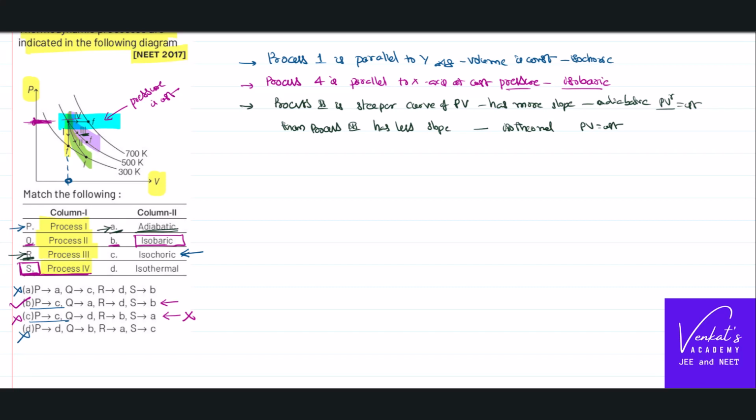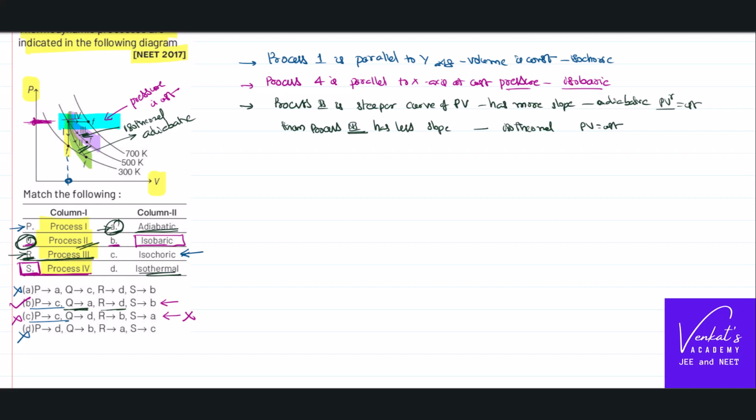Yeah, as we have already noticed, process 3 has less slope. This one, 3, has less slope, so 3 is isothermal. Process 2 has more slope, so that is adiabatic. So 2 is mentioned here, Q, that must be adiabatic. So Q is A, and then process 3 is represented with R. So R is D, where D is isothermal.